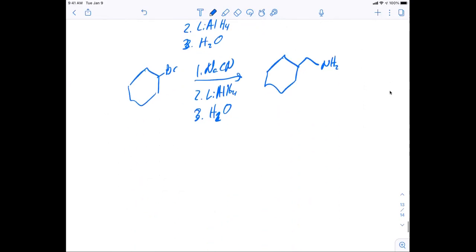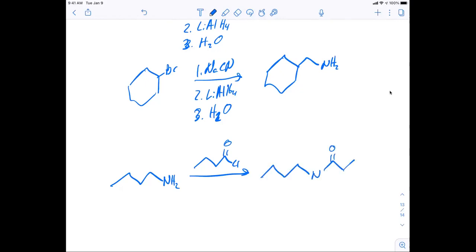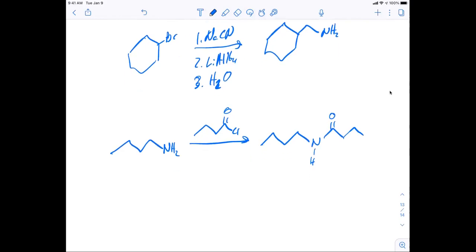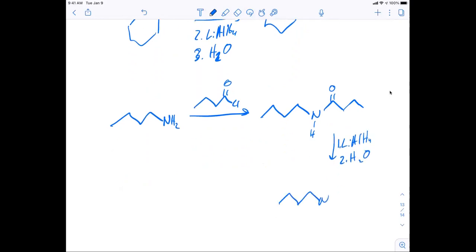So let's look at that one. Here I've got the nitrogen. I add the chloride. All right, I make that amide, and then this amide I can reduce to give me the secondary amine now selectively without any other reactions.